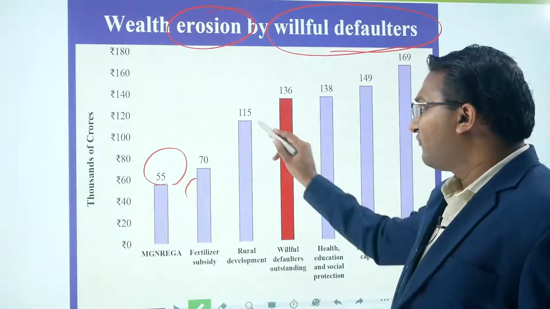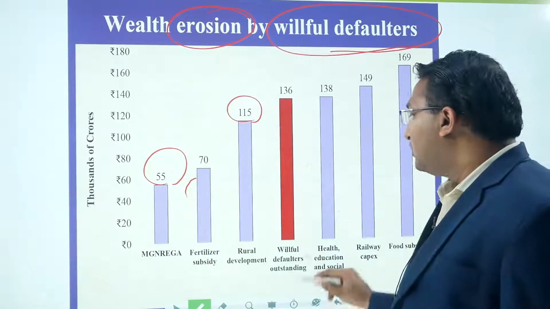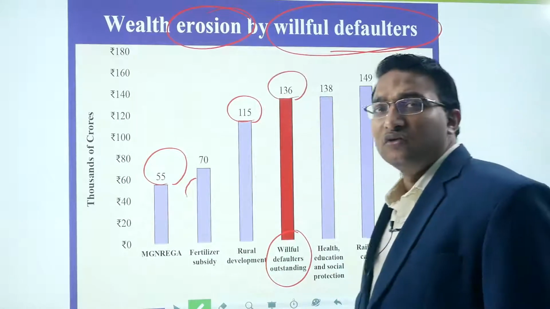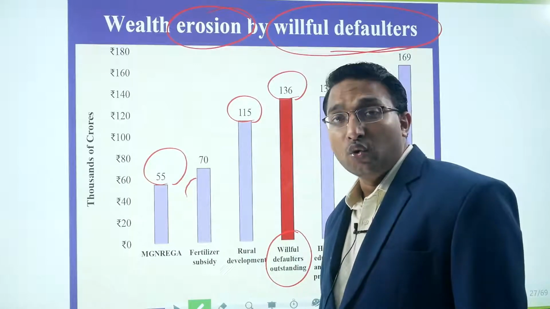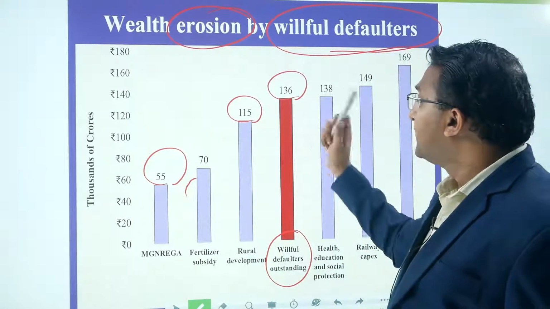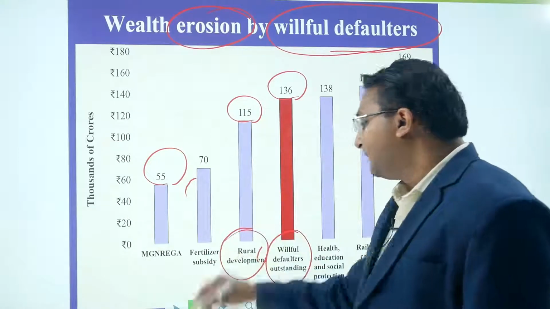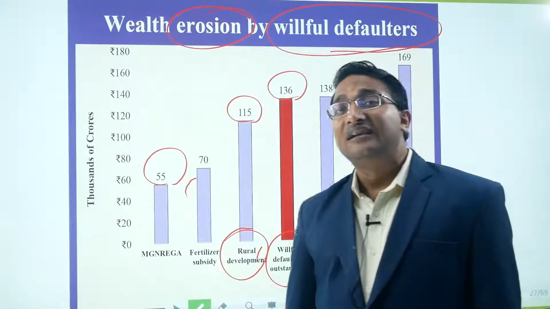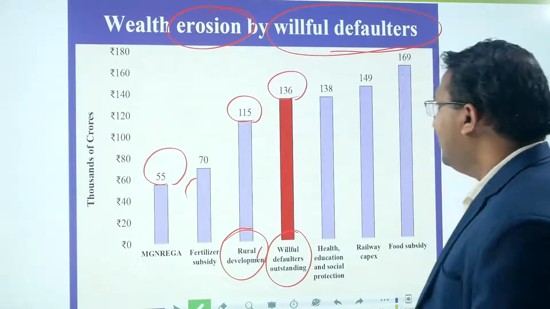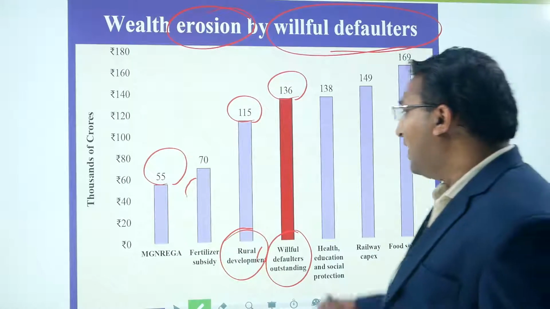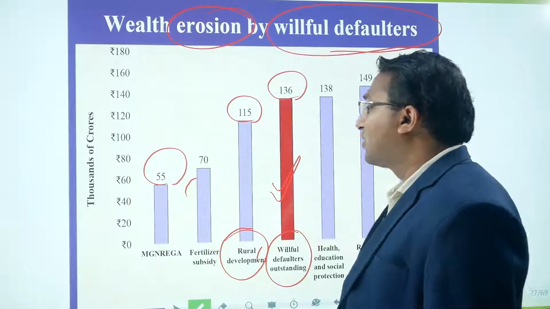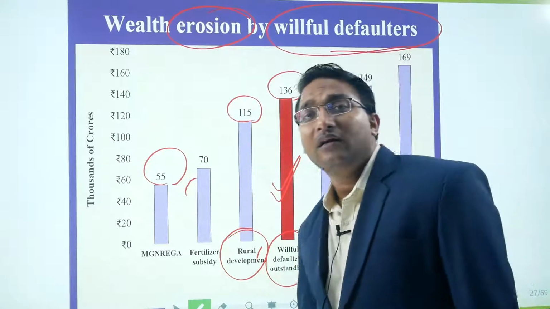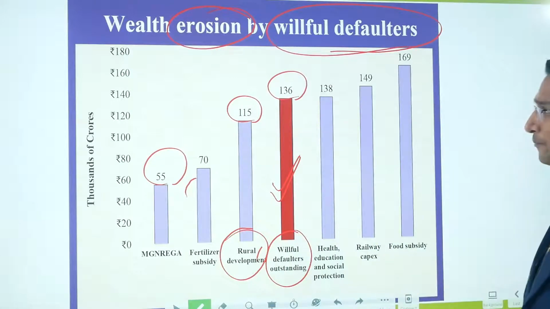In rural development it is 1,15,000 crore. The willful defaulters have caused a loss to the extent of 1,36,000 crore. So this is more than even the entire expenditure that India does on rural development. This is a very dangerous situation, that we are losing 1,36,000 crore to the willful defaulters. That means the benefit is going only to selected few individuals.